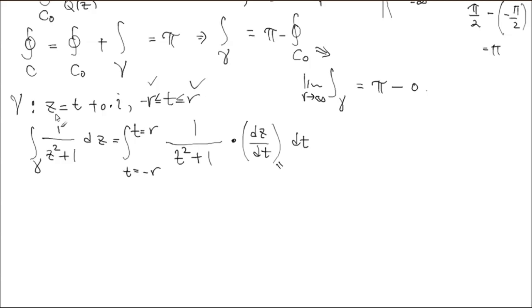Here's the formula, z equals t plus 0i. You differentiate that, it becomes 1, right? The other one is just a 0. So isn't that just 1? So it becomes the integral from negative r to positive r of 1 over t squared plus 1 dt. We're back to Calc 2. This one right here, right? And then as this r approaches infinity, what happens to this value? This value approaches pi. This is pi.